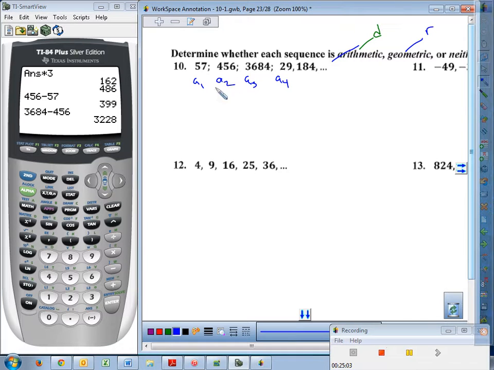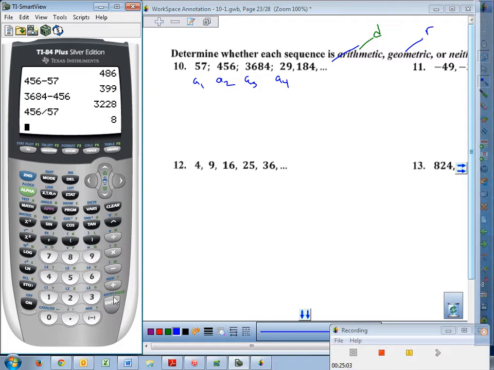When it comes to geometric, you have to get a common ratio. Well, 456 divided by 57. You get a ratio of 8. Well, did it multiply by 8 again? I want to take the third term, 3684, divided by the previous term, which is 456, and see if I get 8 back. Ooh, not quite. Close, but no cigar.